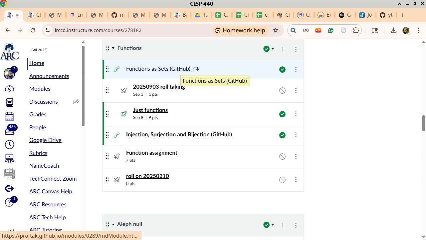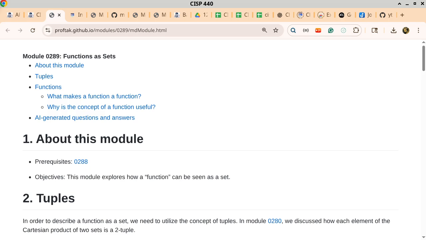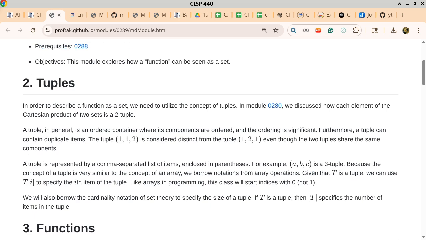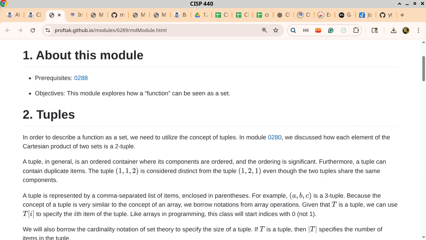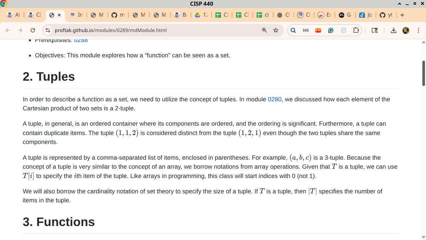But what we're going to be talking about is functions as sets. And I think the module is already up. Yep, there you go. So this is module 0289, which is already integrated into the GPT-TA. So if you go to the GPT-TA, it already understands this particular module. And this whole thing starts with the discussion of tuples, and it's nothing new. We already talked about tuples when we talked about the Cartesian product.